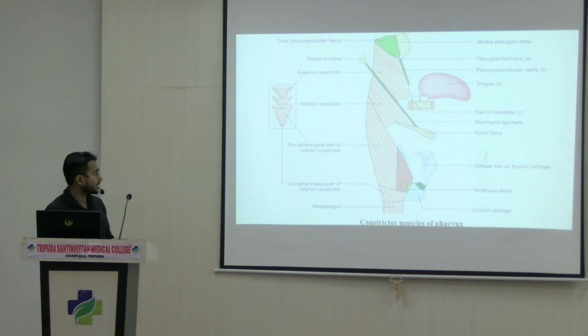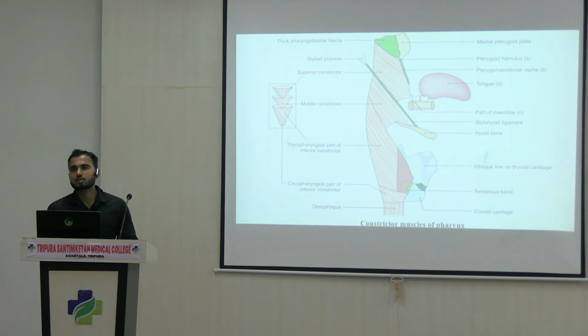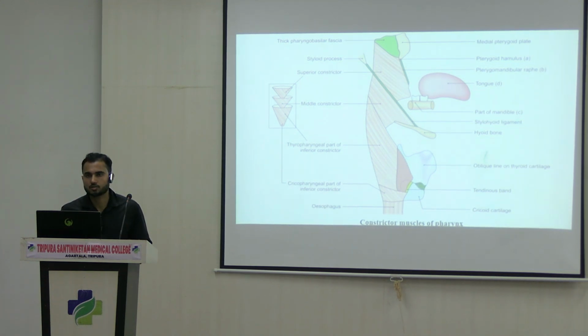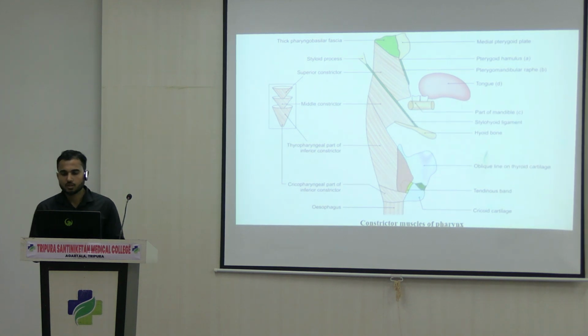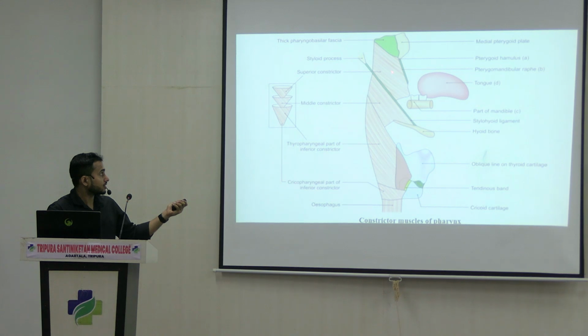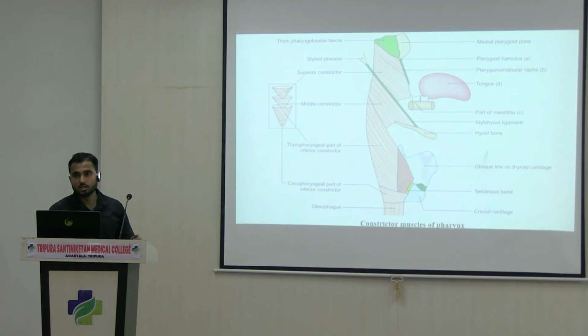Here also you can see it is going posteriorly, and then it will be attached to the pharyngeal raphe. Along with that it is also attached to the basiocciput, the pharyngeal tubercle of the skull, and the pharyngeal raphe. So these are the points of attachment for this superior constrictor muscle. Next, below the superior constrictor muscle, here you can see this is the middle constrictor muscle.